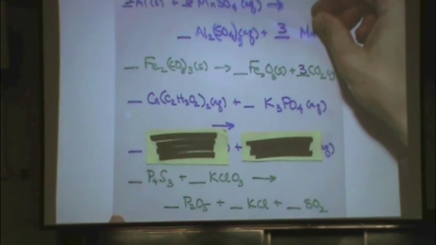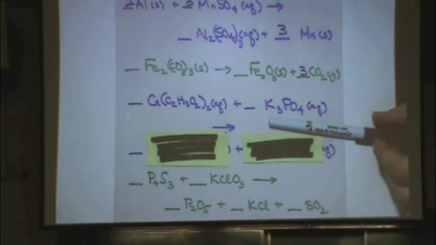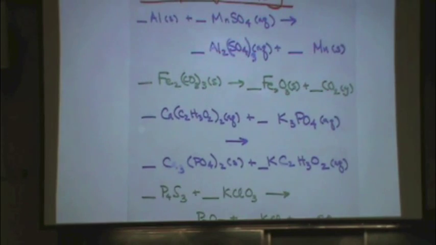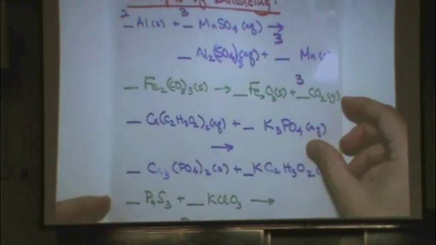Okay, for the next one, what category for this one right here? That will be a double replacement. You have 2 ionic compounds reacting together, so it'll be a double replacement. So we have calcium. What's the name of that first compound? Calcium acetate with potassium phosphate. That's going to make, let's remove the blinders here, calcium phosphate with potassium acetate.